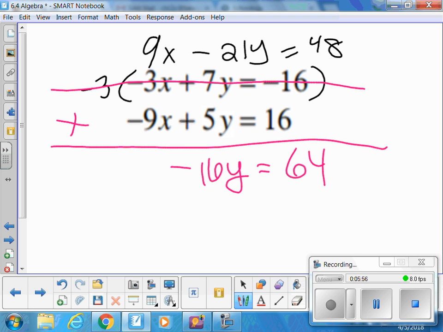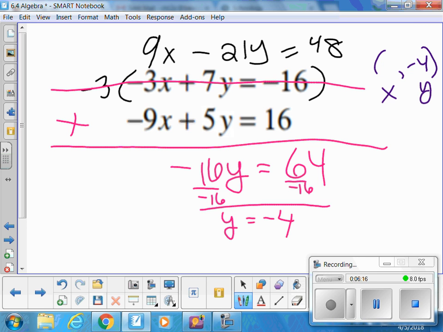Divide both sides by a negative 16 and you'll have what y equals. Negative 4? Sound about right? Perfect. Put my coordinates up here in this corner. Y is negative 4.